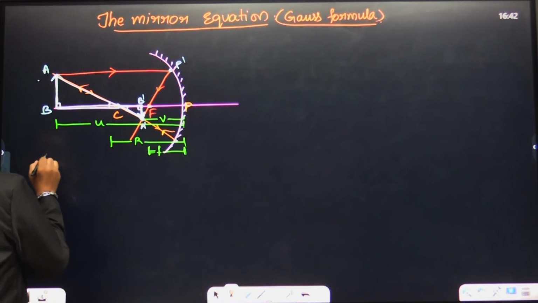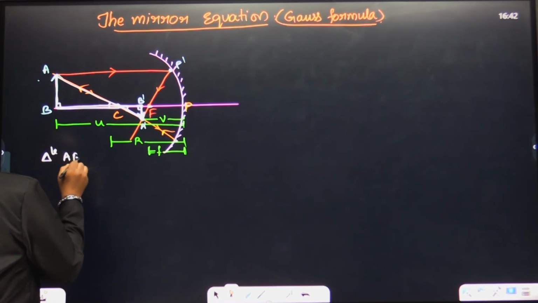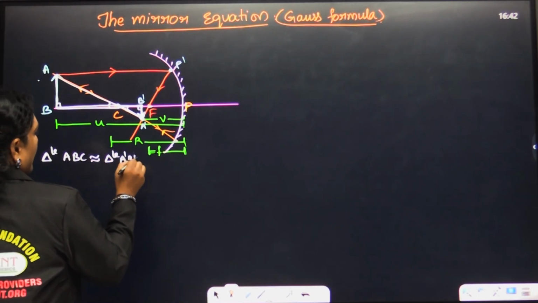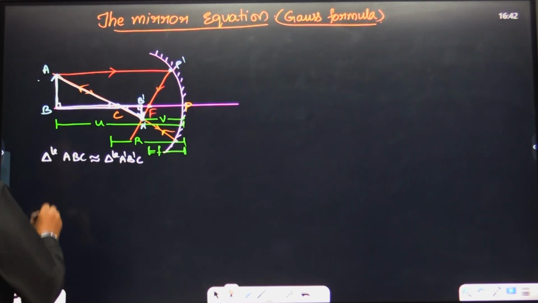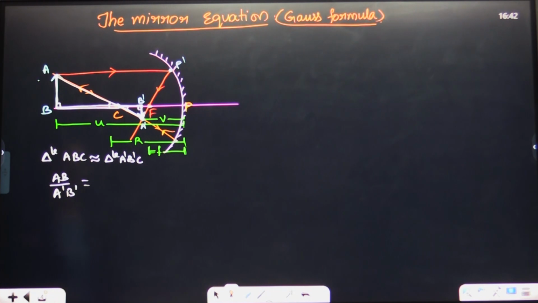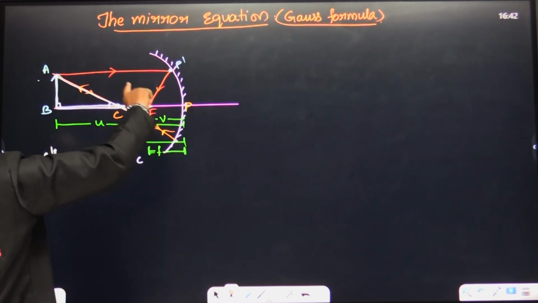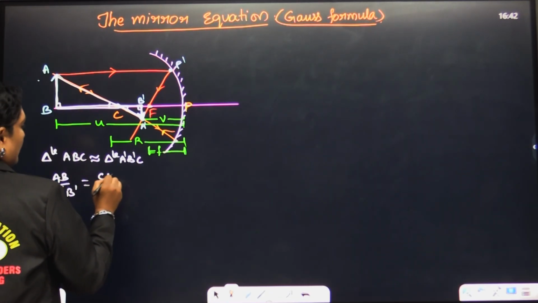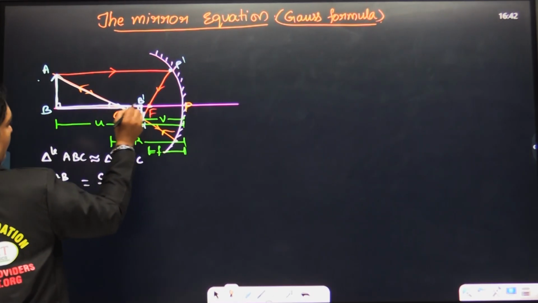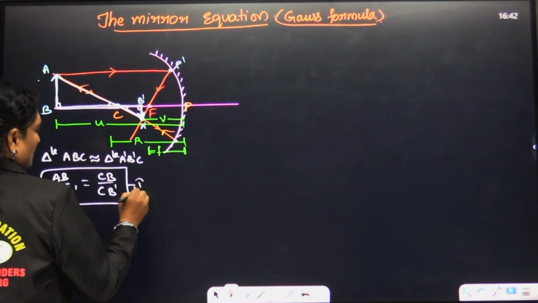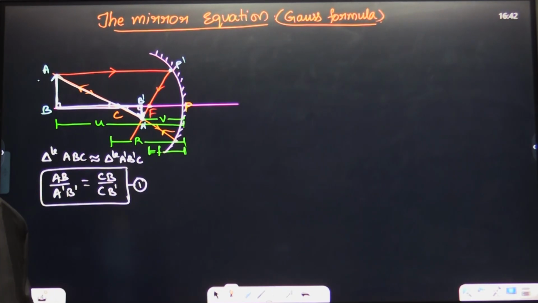Since triangle ABC is similar to triangle A dash B dash C, we can conclude that AB upon A dash B dash is equal to CB upon CB dash. Let this be equation 1.